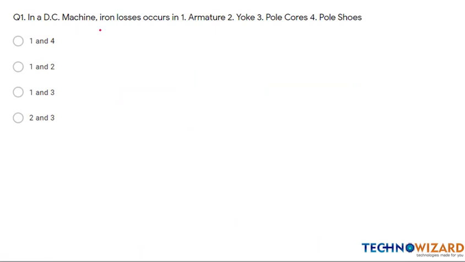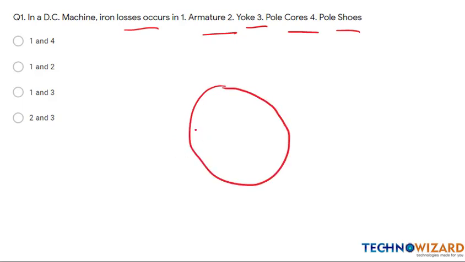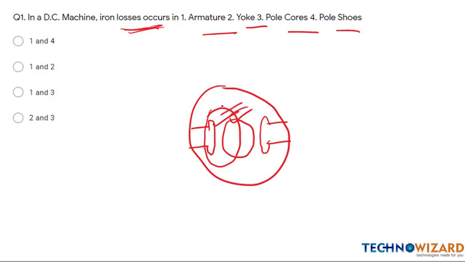First, question number 1. In a DC machine, iron losses occur in armature, yoke, pole core or pole shoe. Okay, this is a kind of DC machine, and these are the pole cores where these pole shoes are like this. And this is the armature. The flux is linked here. The iron losses occur only in the armature and the pole shoe. Here is the flux linked. Therefore the iron losses will occur in the pole shoe and the armature only. Therefore 1 and 4 is the correct answer, option A.